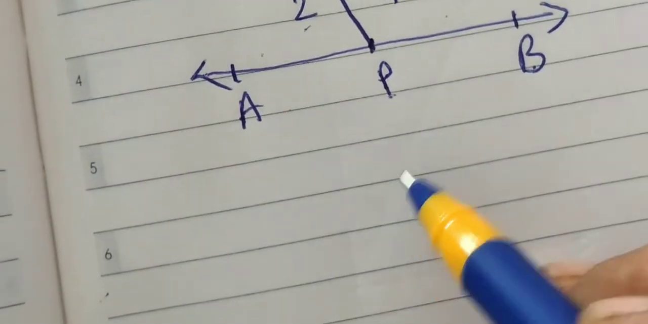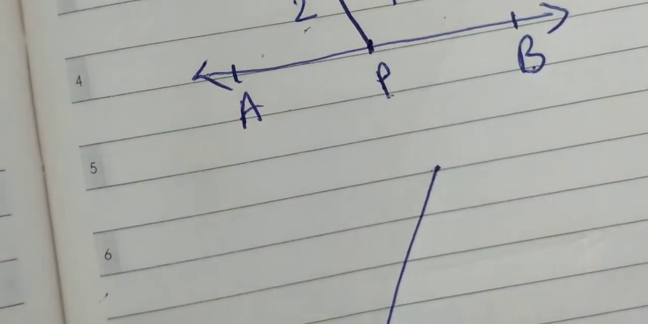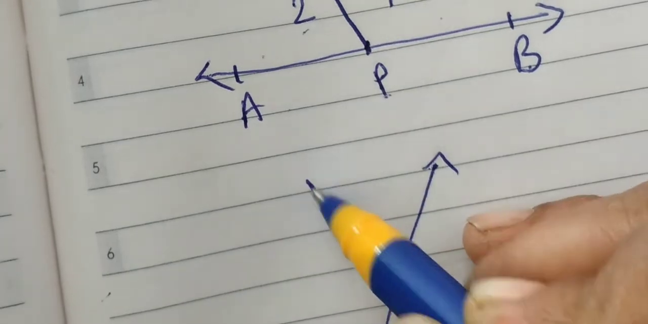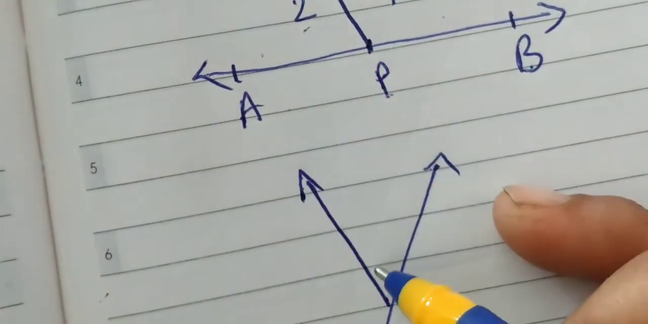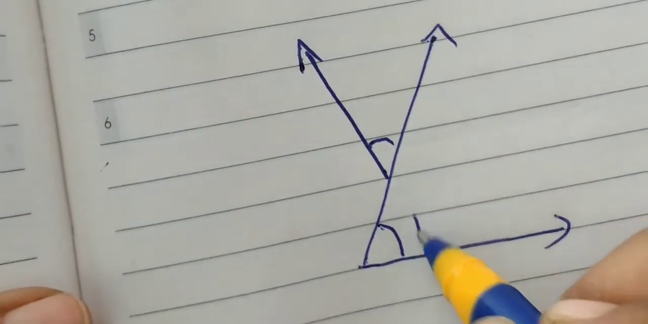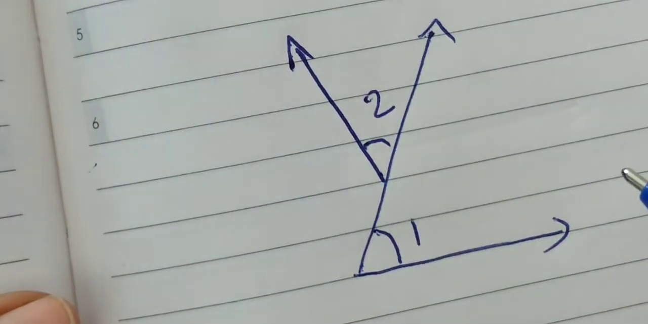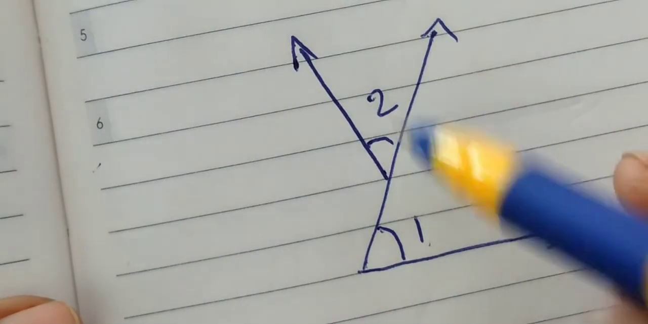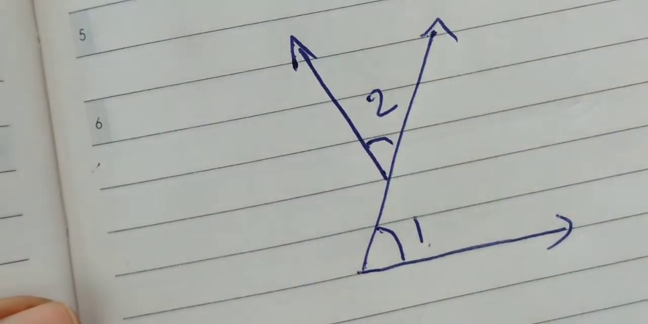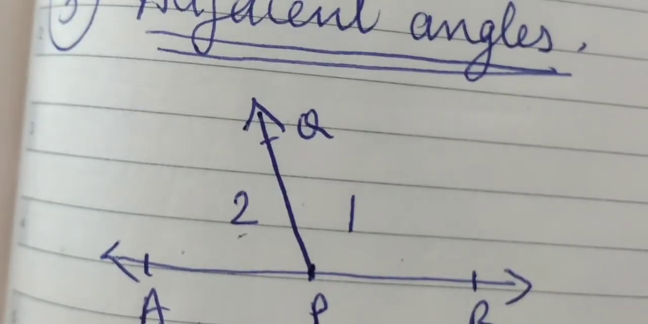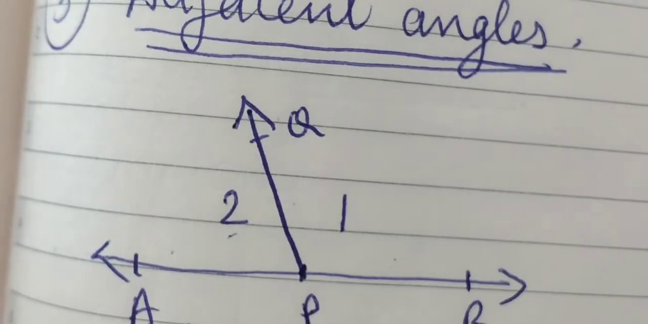But if I draw a figure like this, and another angle emerging out like this, are they adjacent angles? 1 and 2? Angle 1 and angle 2, are they adjacent angles? They are adjacent angles.